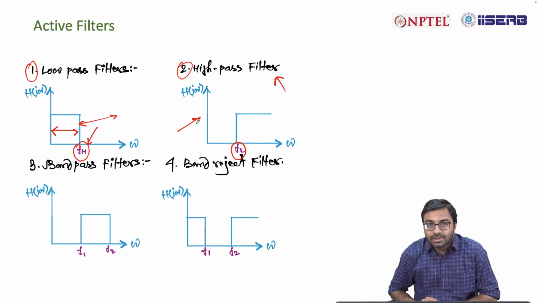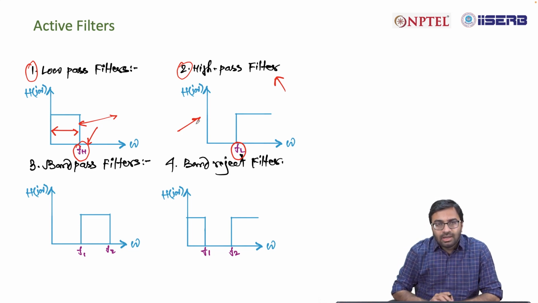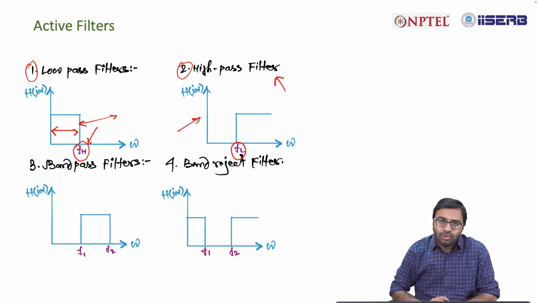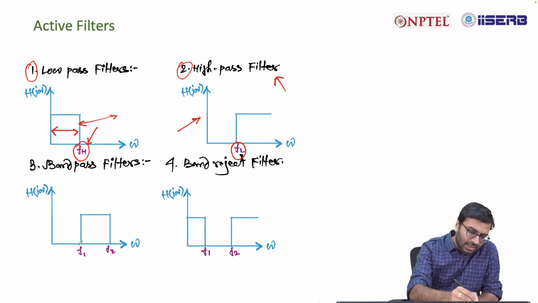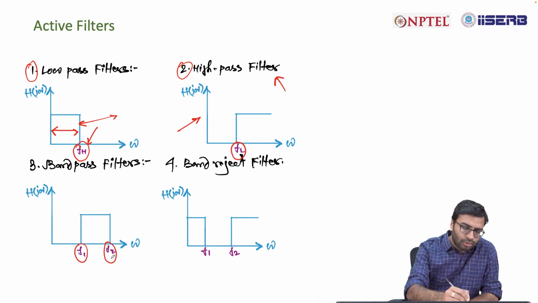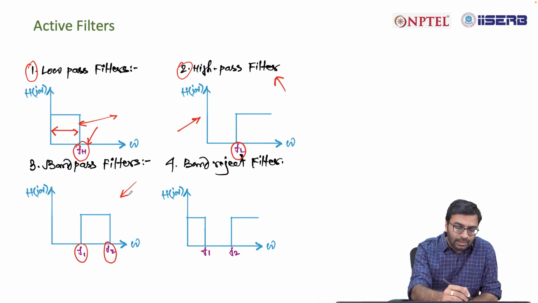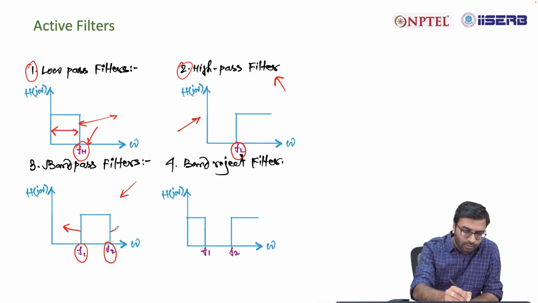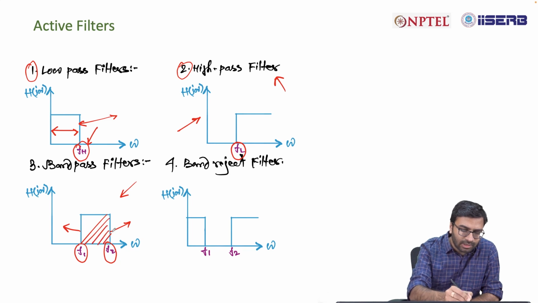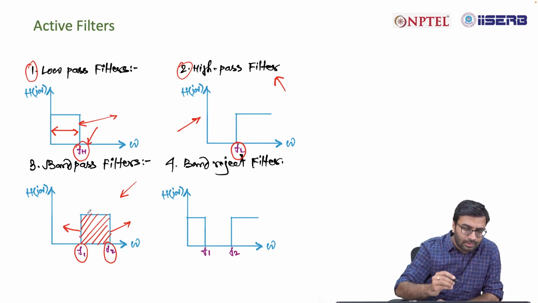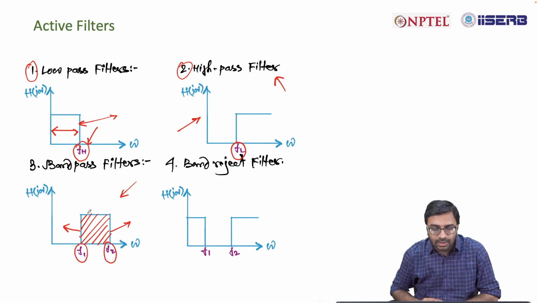Then we also have the band pass filter, where this filter will allow a particular band of frequency to pass through. Anything beyond that or below that will not be allowed to pass through. In this case, let us take 2 frequencies, F1 and F2. If there is a signal which has a frequency between F1 and F2, it can pass through this filter. Anything below F1 will not be able to pass through. Anything beyond the frequency F2 will not be able to pass through. So only a signal with frequency between F1 and F2 can pass through this filter.